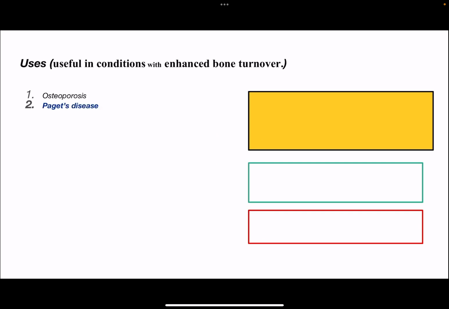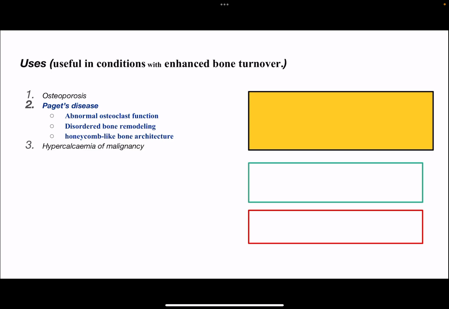So coming to the second use, that is Paget's disease, which is an abnormal osteoclast function, where there will be disordered bone remodeling, and there will be a honeycomb-like bony architecture.